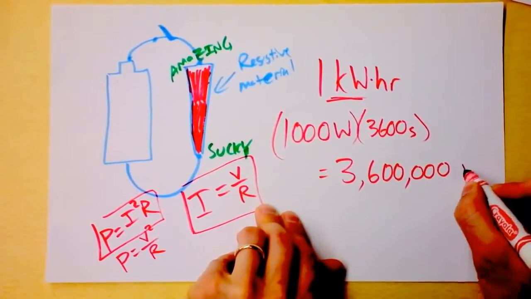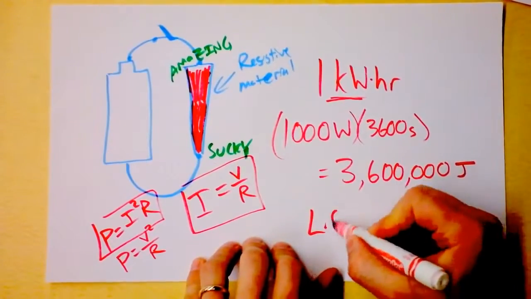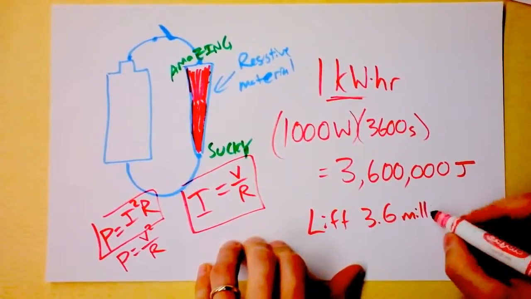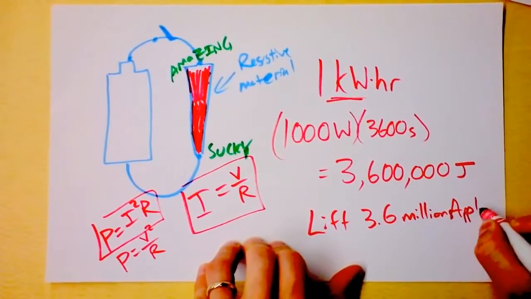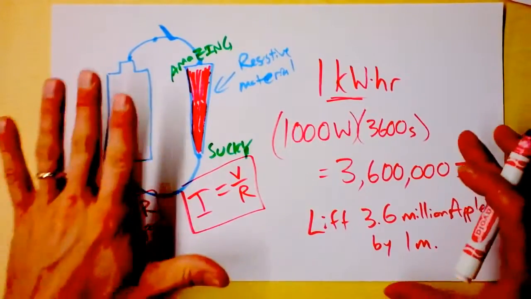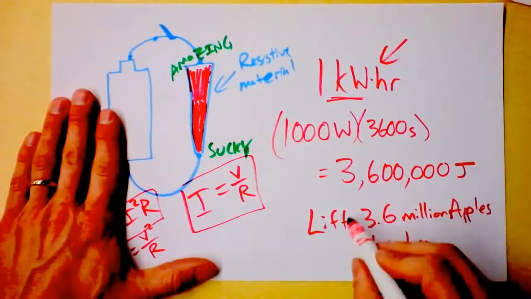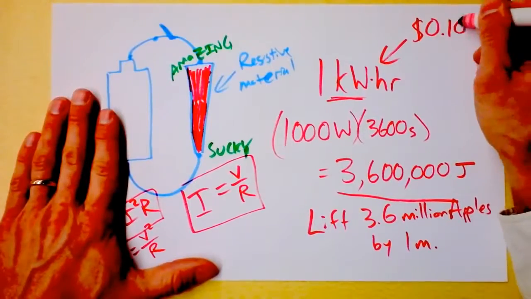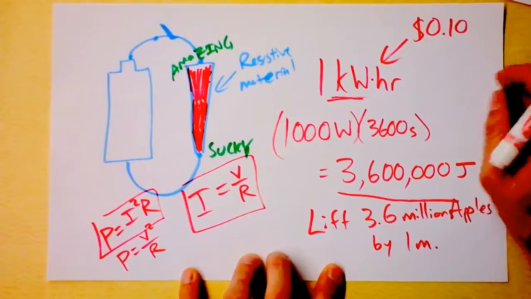That is sufficient energy to lift up 3.6 million apples, if they're small apples, or 3.6 mega apples, by 1 meter. Wow. Now, the beautiful thing about electricity in the United States, especially in the central United States, is that this amount of energy, the energy to lift 3.6 million apples, will cost me a dime, 10 cents. Yep, cool.